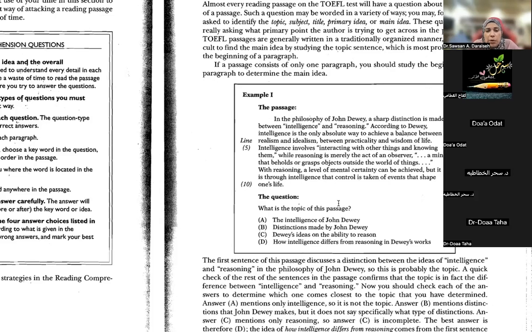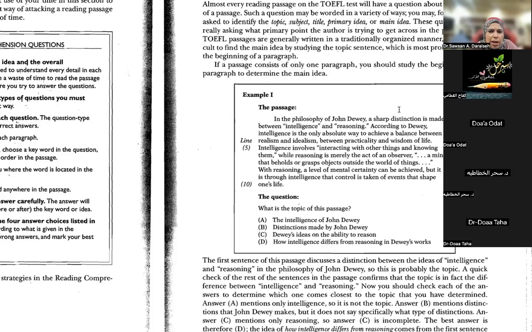Anyway, the question is, what is the topic of this passage? And they tell you that the topic of the passage is at the beginning of the paragraph. You guys tell me, what is it? I know that maybe we did not memorize everything here, even I didn't, okay? Just to let you know. But he said here, in the philosophy of John Dewey, a sharp distinction is made between intelligence and reasoning.